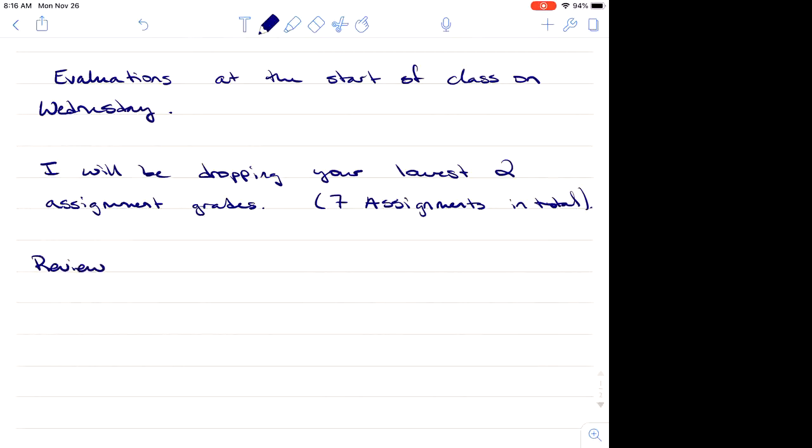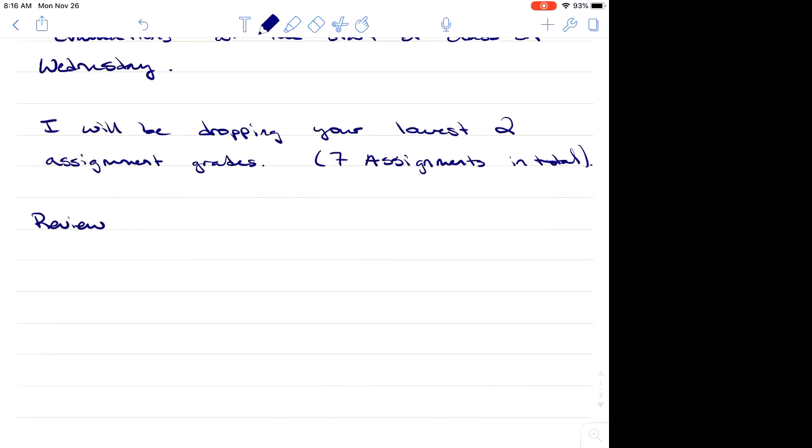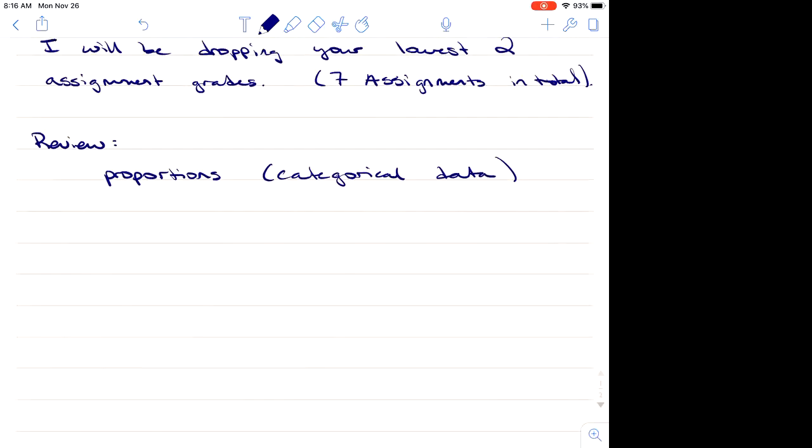Review. So last day we just started talking about proportions, right? Proportions are for categorical data. And we said that p hat is a sample proportion.